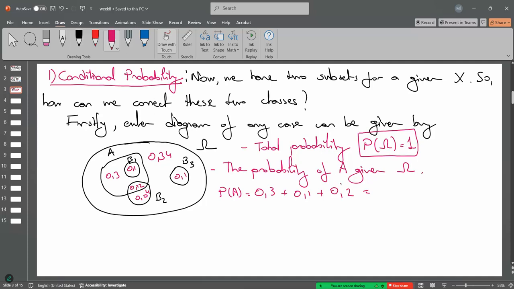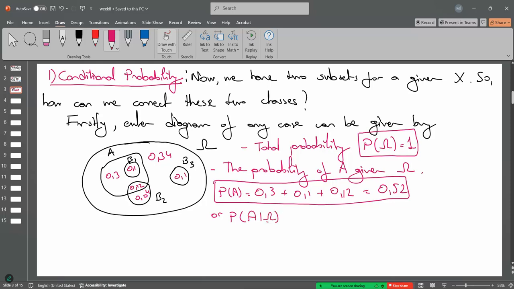Okay, and this is 0.12 and 0.52. This is the probability of happening of an A for a given omega. Or we can write this condition just like this: A given omega is equal to 0.52. So how can we calculate the other terms in here?